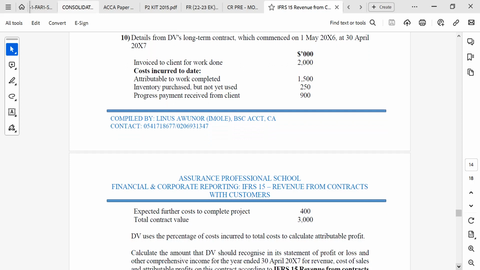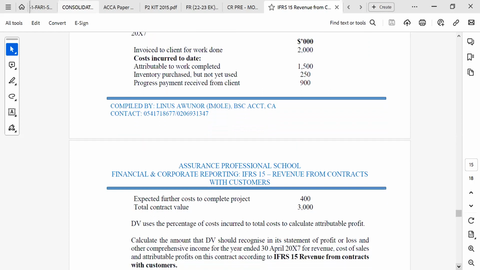Calculate the amount that DV should recognize in its statement of profit or loss and other comprehensive income for the year ended 30th April 20X7 for revenue, cost of sales.